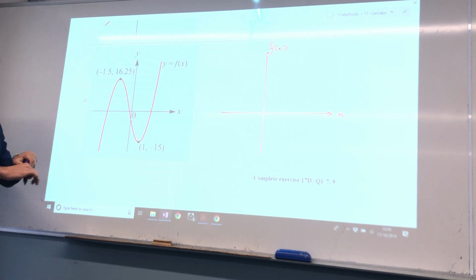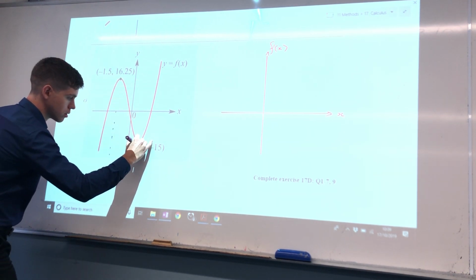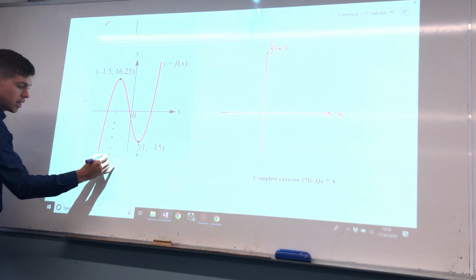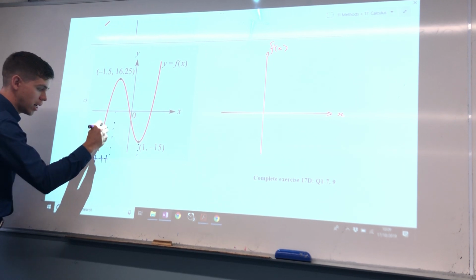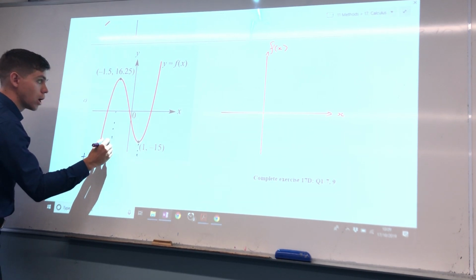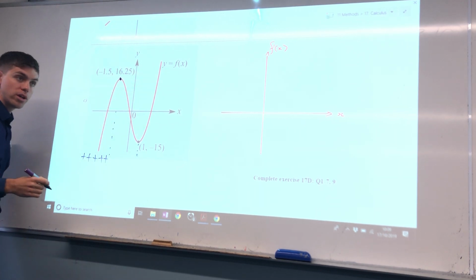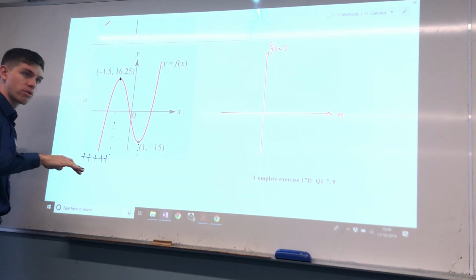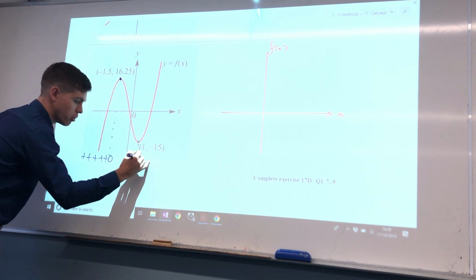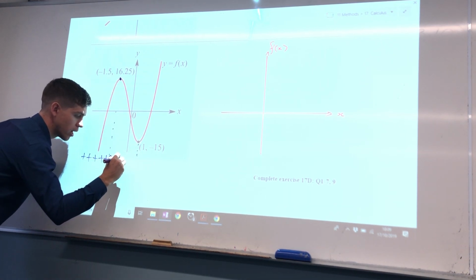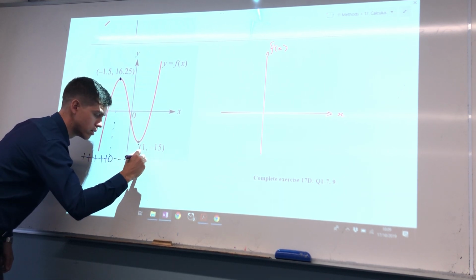Okay, what's our sign diagram look like from here to here? Positive? And then at this point here? No, sorry, I mean exactly at this point. Right, we have a turning point. Point of inflection or turning point means the gradient is going to be 0. And then in between these two points, negative. And then at this point again, 0. And then on the other side of the point, positive.